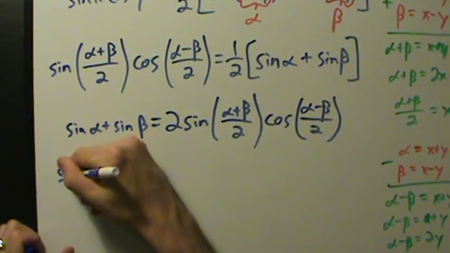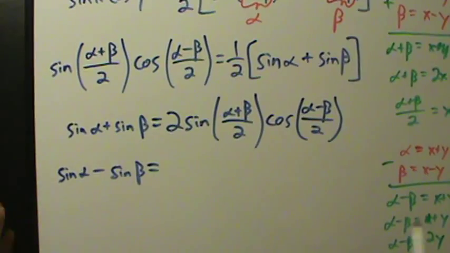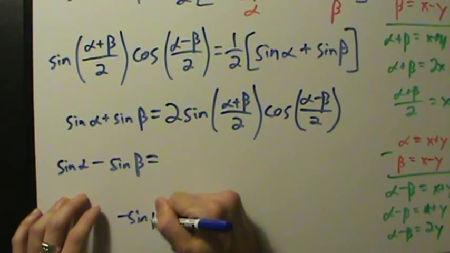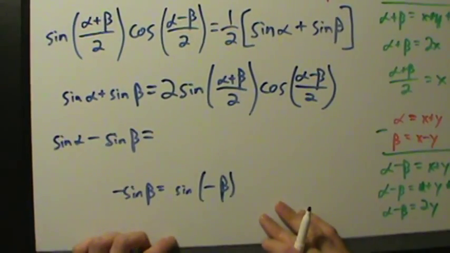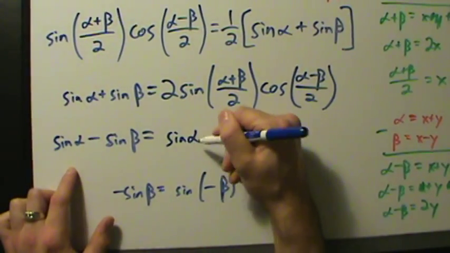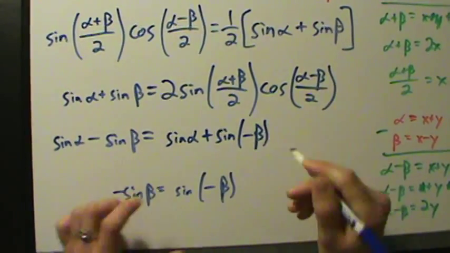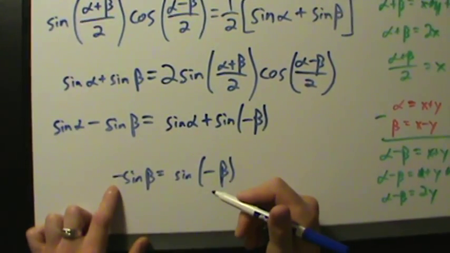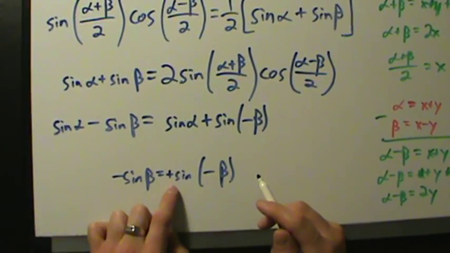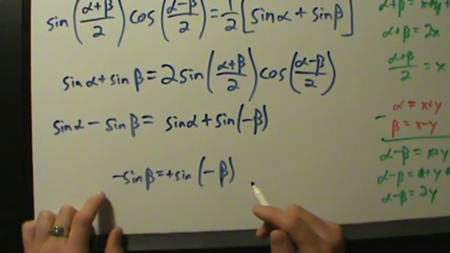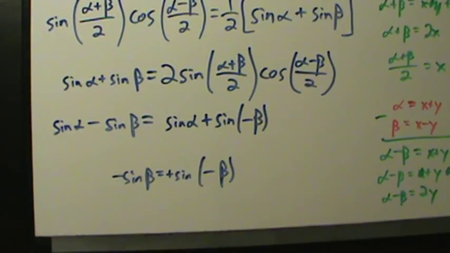So now we want to get a formula for sine of alpha minus sine of beta. Using the odd properties, we know that negative sine of beta equals sine of negative beta, because sine is an odd function. So sine of alpha minus sine of beta is actually sine of alpha plus sine of negative beta. We don't have a minus sign out there anymore, so it's really just like a plus sign. So negative sine of beta is the positive sine of negative beta. That's the only reason why, really.